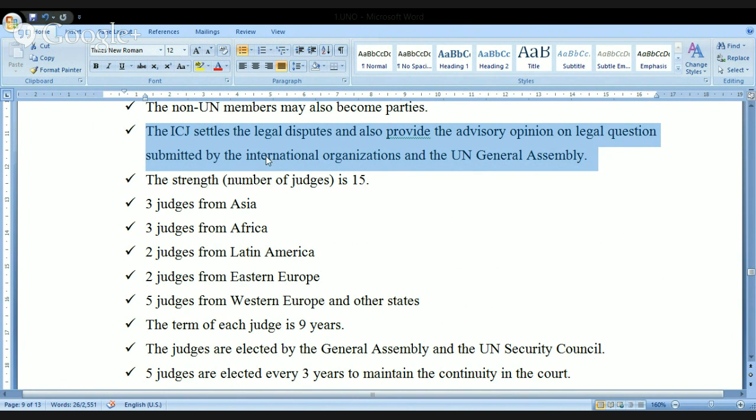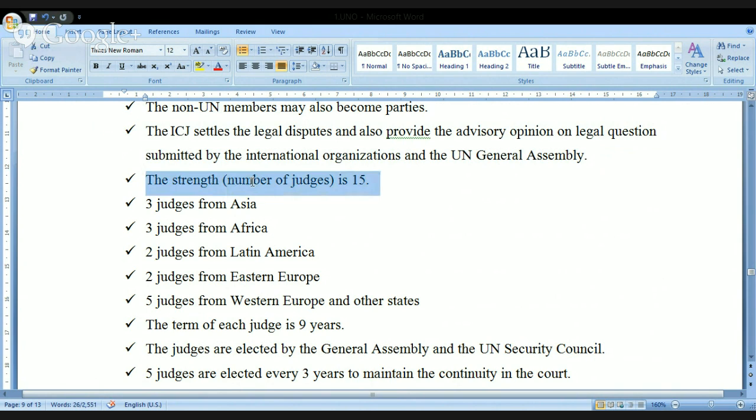Now, this point we have already known. The strength is 15: 3 from Asia, 3 from Africa, 2 from Latin America, 2 from Eastern Europe, and 5 from Western Europe and other states. So this is how it is divided. Now, next one, look at this. The term of each judge is how many years? 9 years. This is what we have understood.